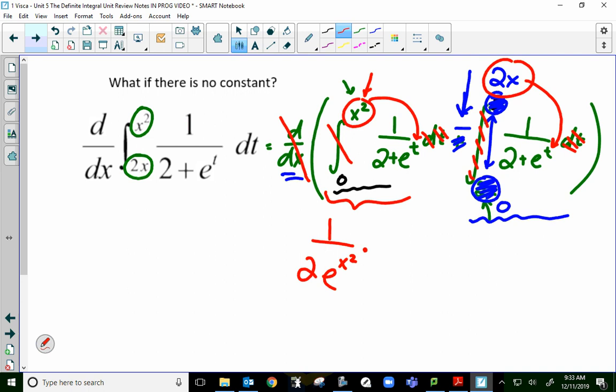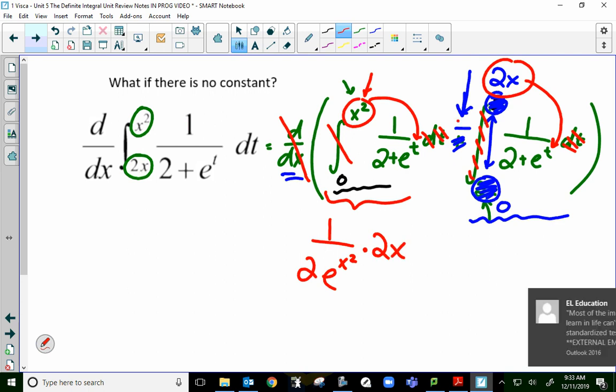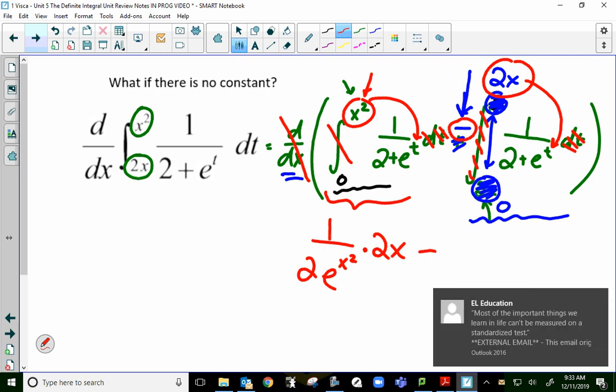Chain rule. Does your chain hang low? Does it bobble to the floor? Does it shine in the light? Is it platinum? Is it gold? Okay, so now minus. Wow, EL education. Who cares? Let's cut that out.